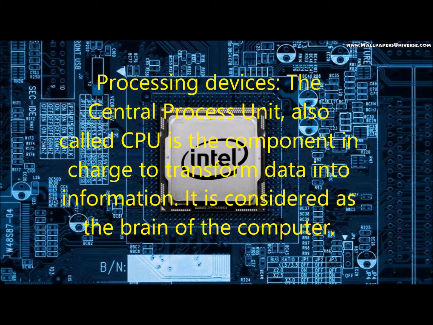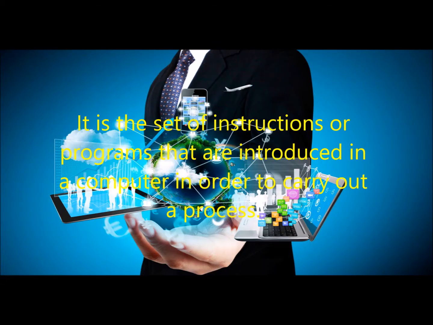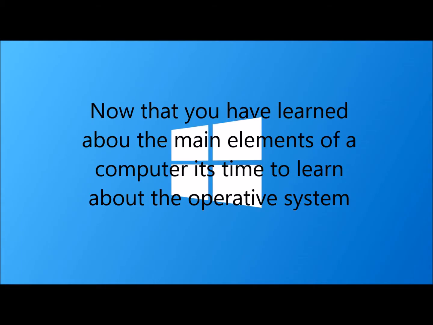Processing devices. The central processing unit, also called CPU, is the component in charge of transforming data into information. It is considered the brain of the computer, where most of the operations are carried out. Software. It is the set of instructions or programs that are introduced in a computer in order to carry out a process.